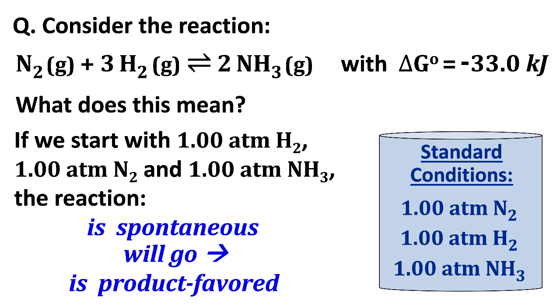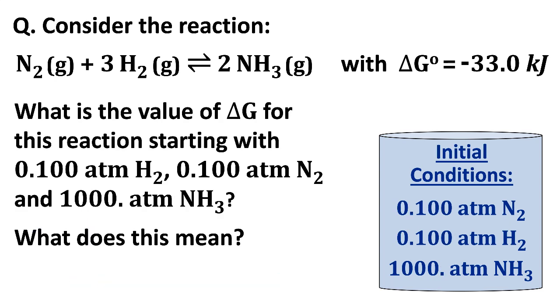This is the standard delta G naught. Now let's consider not standard conditions. So what if we look at the same reaction? And now, instead of starting with 1 atmosphere of each gas, in other words, without trying to only find the delta G under standard conditions, what if we start with 0.1 atmosphere H2, 0.1 atmosphere N2, and 1,000 atmospheres NH3 in our container to begin?